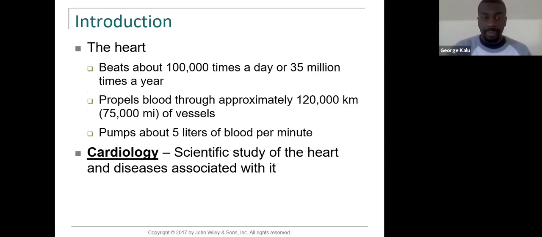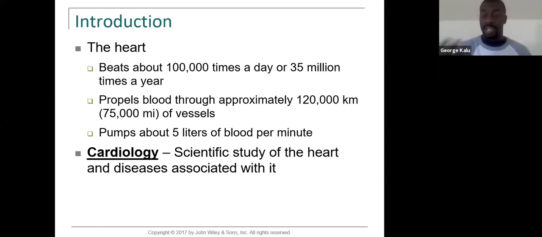Throughout the day, a heart is going to be beating about 100,000 times a day, which is incredible because we're only really aware of a small fraction of those beats. Over the course of a year, it's going to be beating about 35 million times. So it has a very high workload in comparison to a lot of the other muscles in the body. It's constantly working.